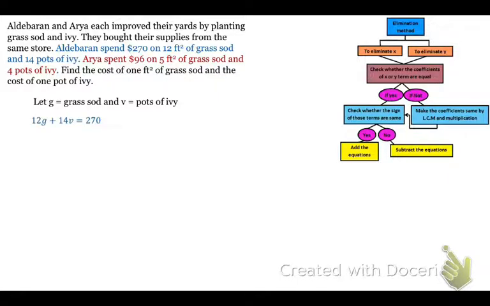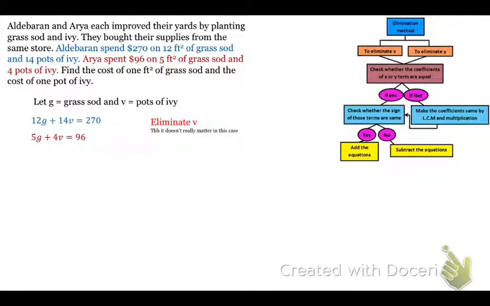So that's going to be 12G, so this is Aldebaran. 12 feet of grass sod, so that's the 12G, plus 14 pots of ivy, so that's the 14V, equals 270. Then this one, we have 5 feet of grass sod and 4 pots of ivy, so 5G plus 4V equals 96.